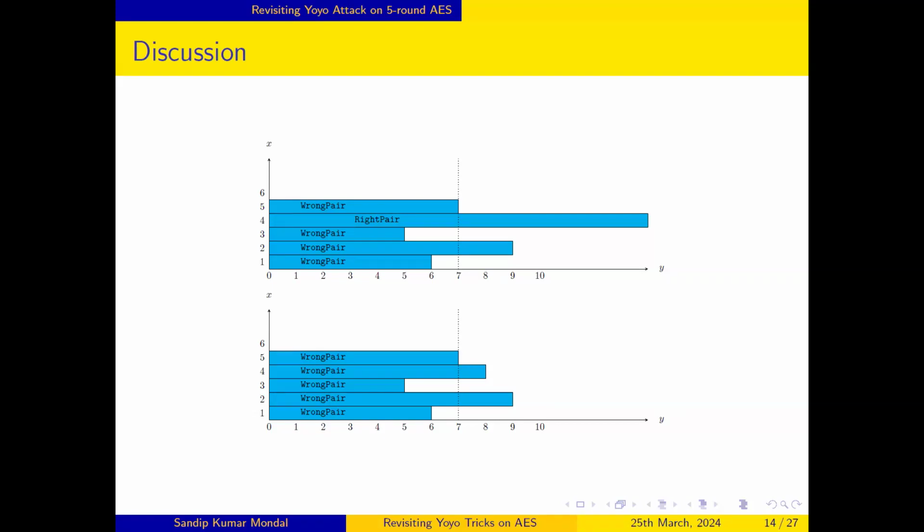Yeah, understood. Another question: why are yo-yo tricks and such always against AES? They don't work against any other cipher? I don't know. No. Actually, there are other ciphers for AES or UUTIC 7. Okay, thank you.